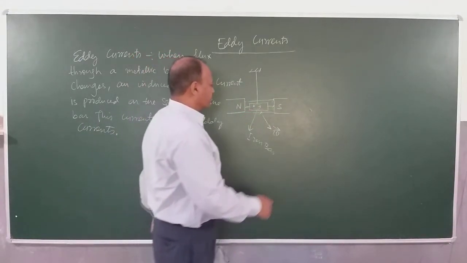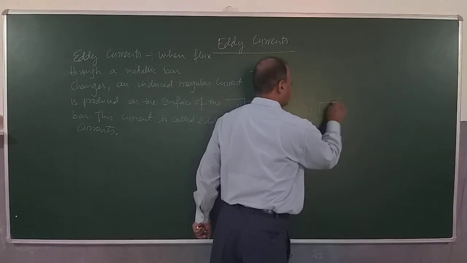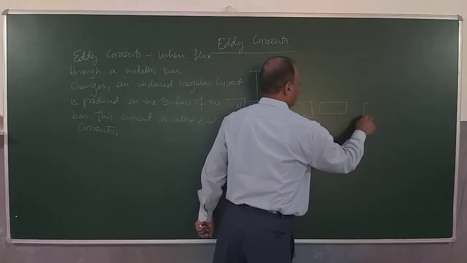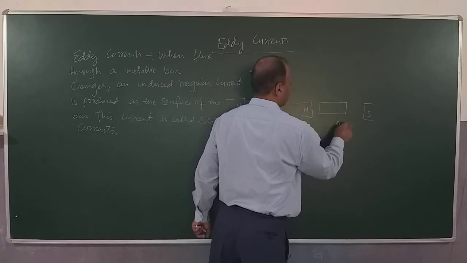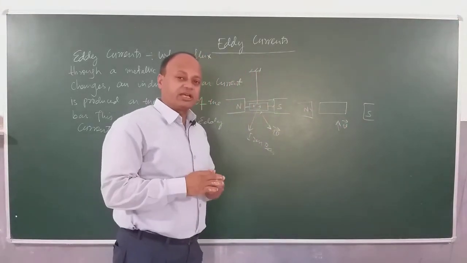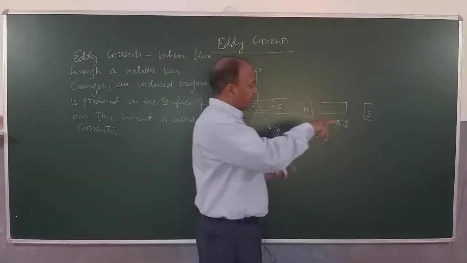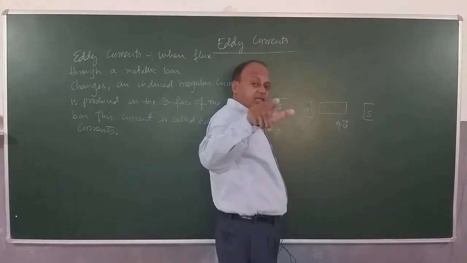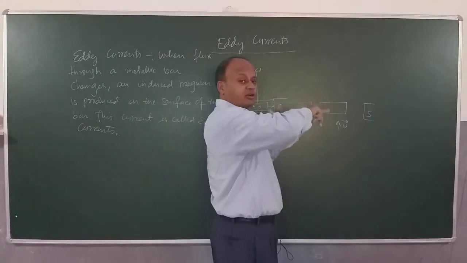Now imagine a situation in which here you have the bar, and these are poles of the magnet, north pole and south pole, and the bar is going inside now. This is the velocity. Now what will be the direction of the induced current? We use the right hand rule, right? Now see, the bar is going inside. This is the direction of the magnetic field. So current is here like this. This current is clockwise.